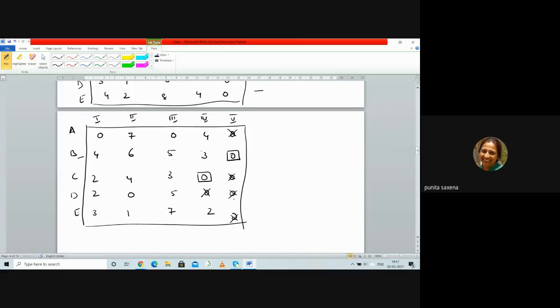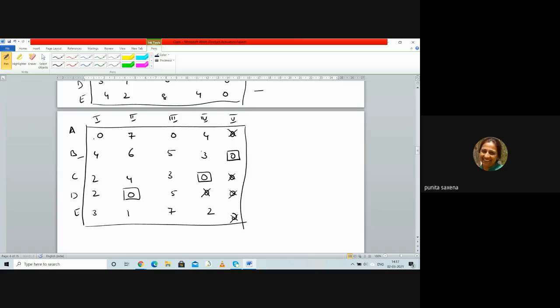Now I move to the fourth row. There is only 1 zero left. I mark it. Okay. Now there is no other 0 in that column. And there is no 0 in the fifth column, mind you. Doesn't matter. Now we repeat this procedure for each column.